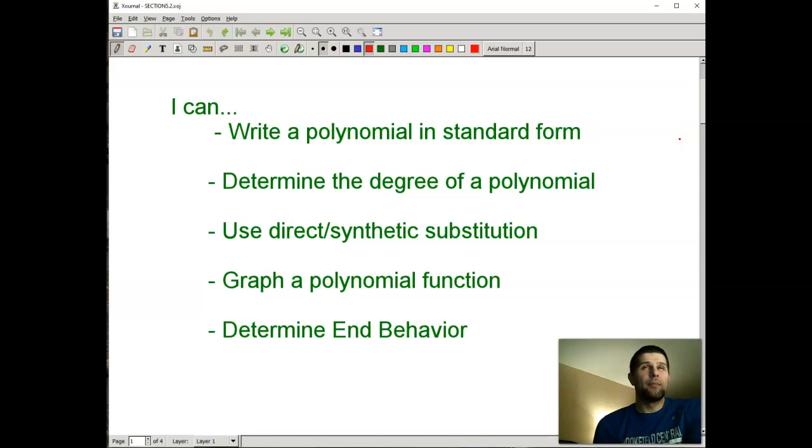Determining the degree of a polynomial. We're going to use direct and synthetic substitution to evaluate numbers in polynomials. We're going to graph a polynomial, and we're going to talk about end behavior as well.